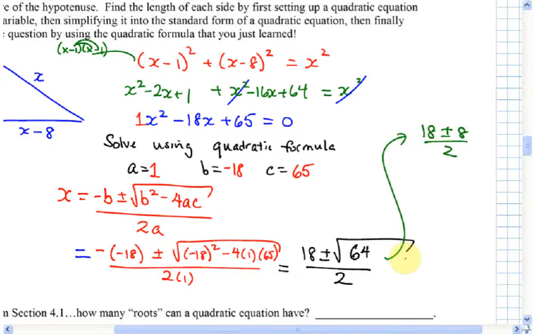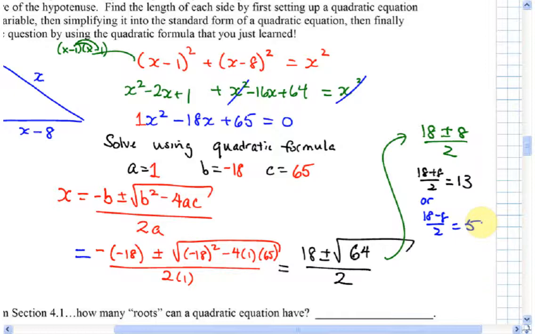By the way, it looks like there are two answers here, so find both of them for me, please. One answer would be 18 plus 8 divided by 2. What's that? 26 divided by 2 is 13. The other one would be 18 minus 8 divided by 2. What's that? 5. And so your answers are what?